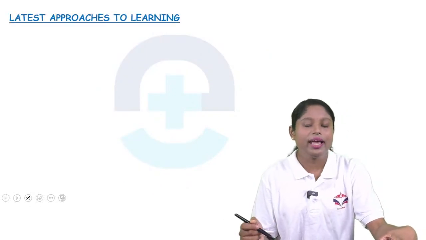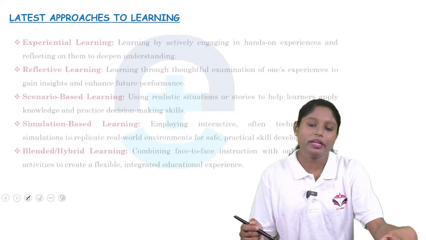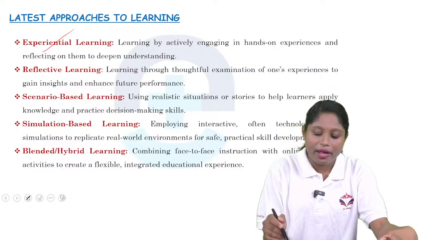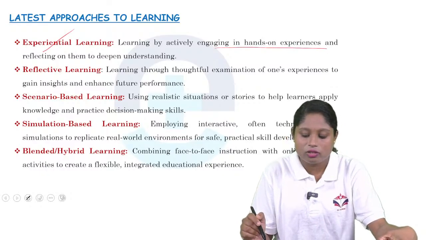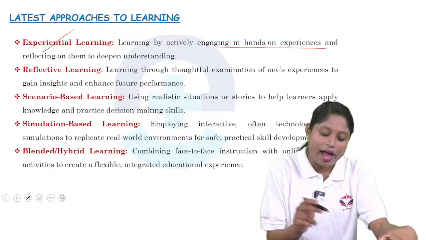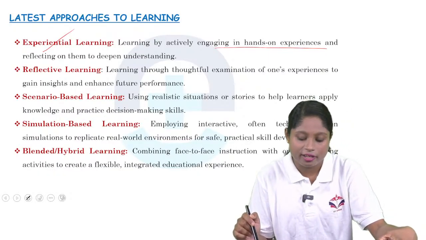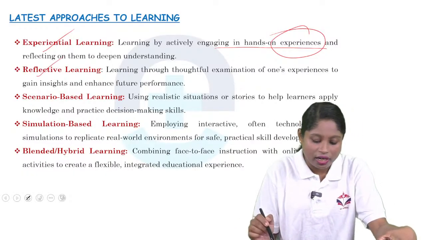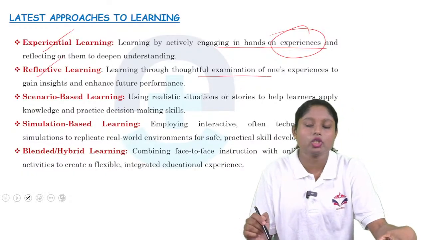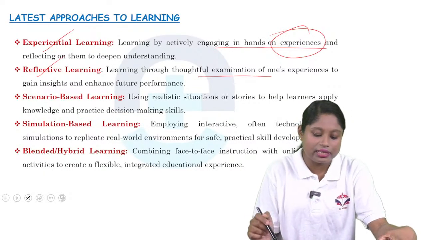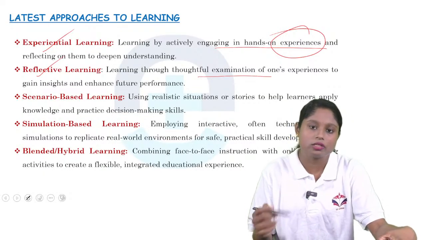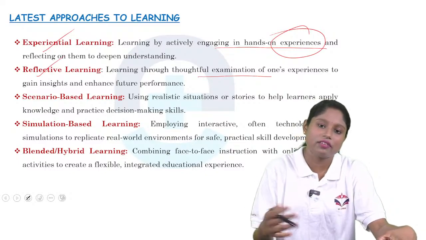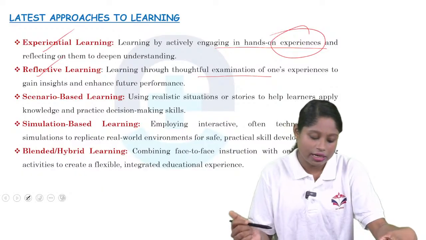So next is latest approaches to learning. What are the main latest approaches to learning? First is experiential learning: learning by actively engaging in hands-on experiences and reflecting on them to deepen understanding. So based on the experiences. Next, reflective learning: learning through thoughtful examination of one's experience to gain insight and enhance future performance. So we are reflecting on what we learned through our experience. So that is reflective learning.